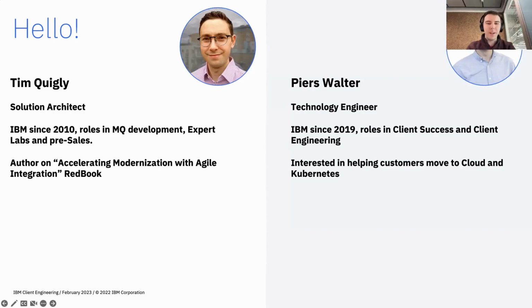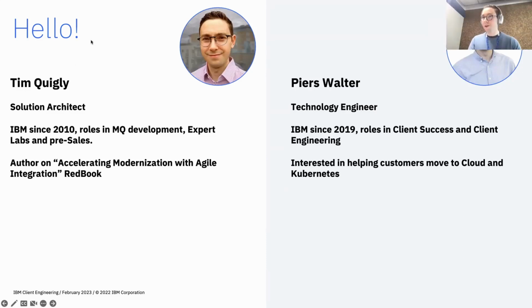So my name is Piers Walter. I'm a technology engineer in IBM Client Engineering, so I work closely with Tim. I've been in IBM since 2019. I've worked in a couple of different teams. Firstly, client success as a full stack web developer, and more recently in client engineering, doing proof of experiences and MVPs with clients on all sorts of different IBM technologies, but also including MQ. And I'm really enjoying the role to help customers move to cloud and get involved with Kubernetes and help customers take their first steps with these new technologies.